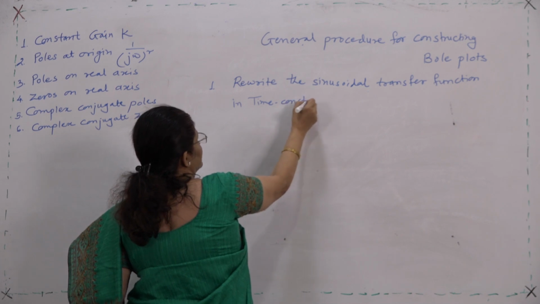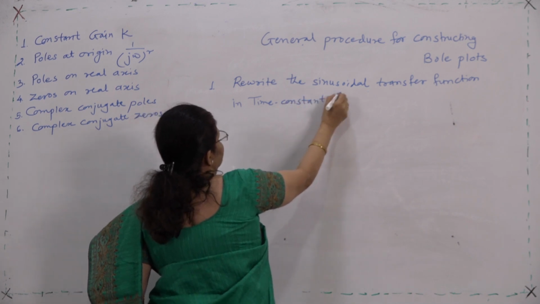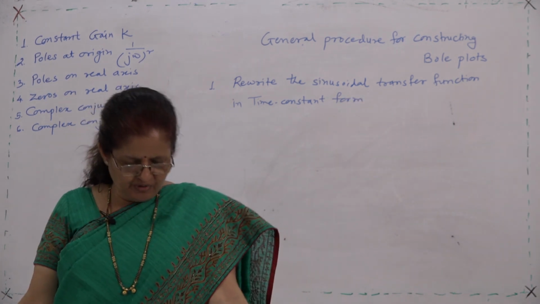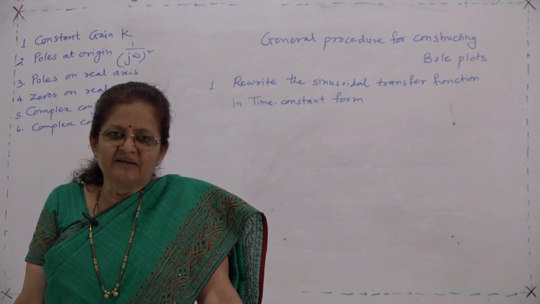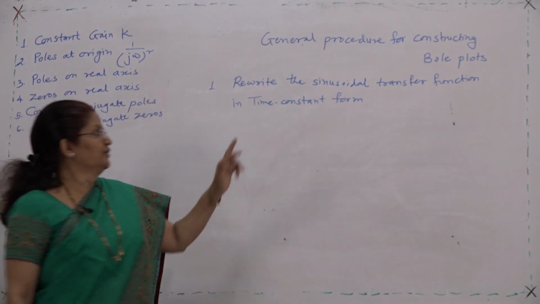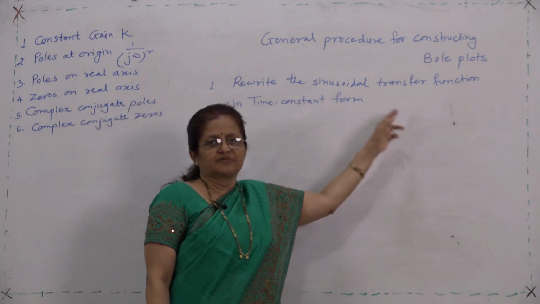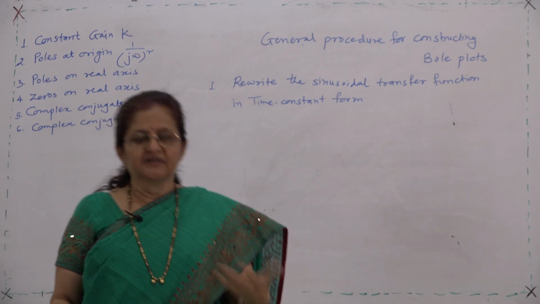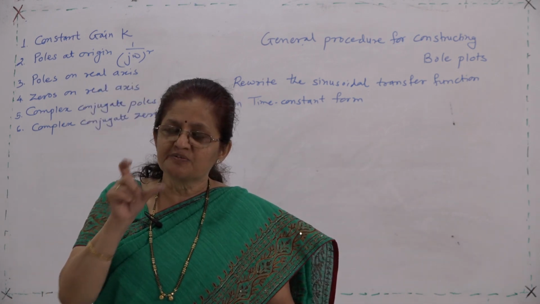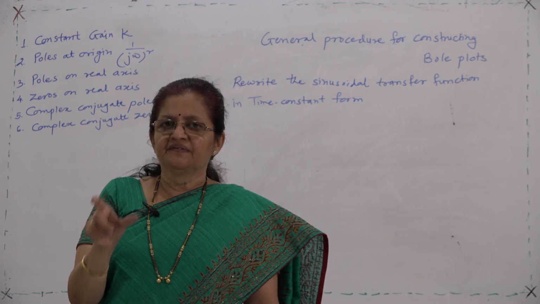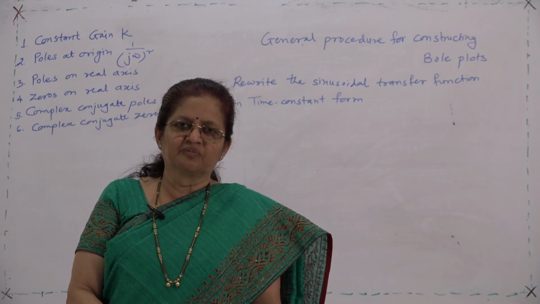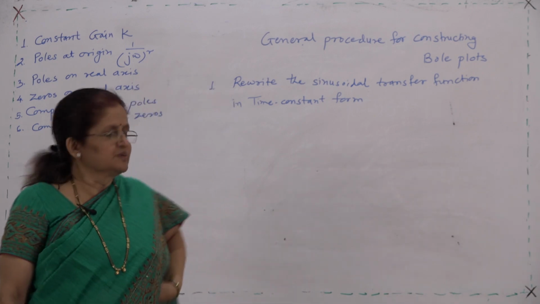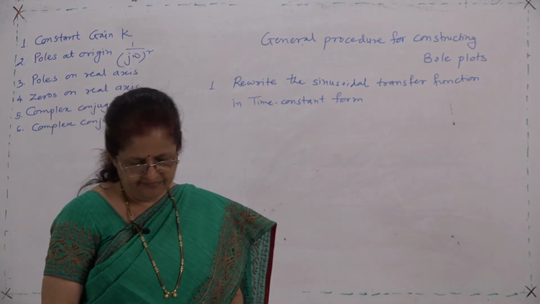So, observe what your transfer function is. It may be given in the time domain; you have to represent it as the sinusoidal transfer function, that is, replace s by j omega. If it is given in the pole-zero form, convert it into time constant form. So, first observe the given transfer function. If it is not in the proper form, rewrite it in the frequency domain, as the sinusoidal transfer function in time constant form.